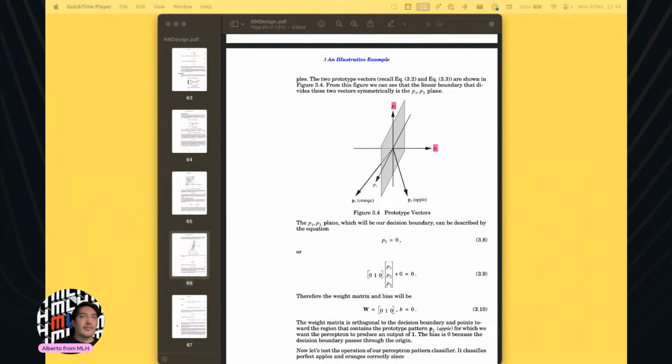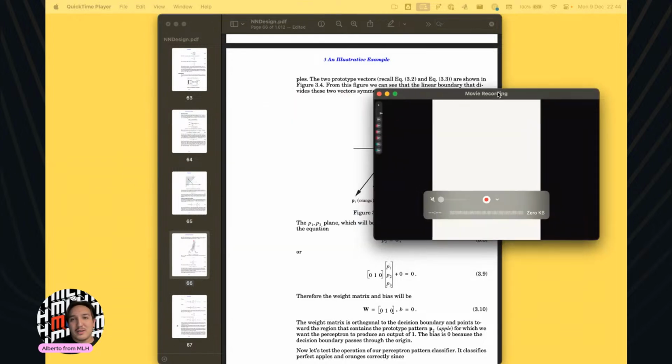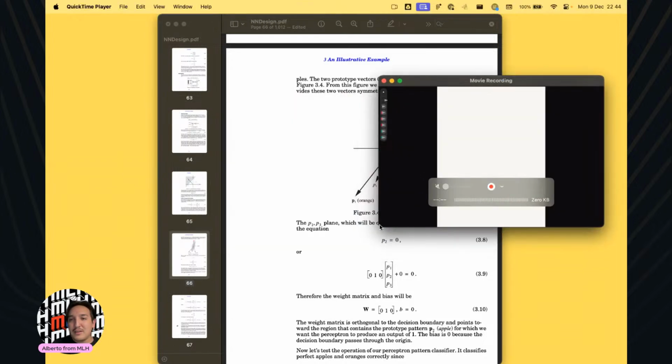Okay, it's not detecting. Okay, yeah, I think it is now. Okay, it has a little bit of lag. But it should work here. And let me make this bigger.